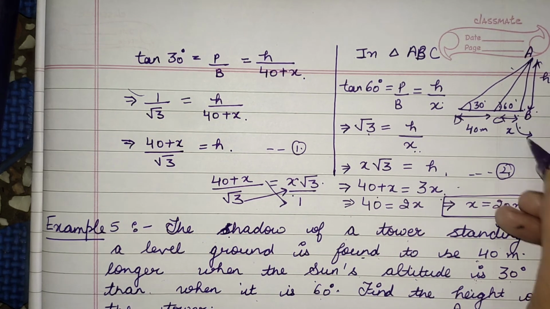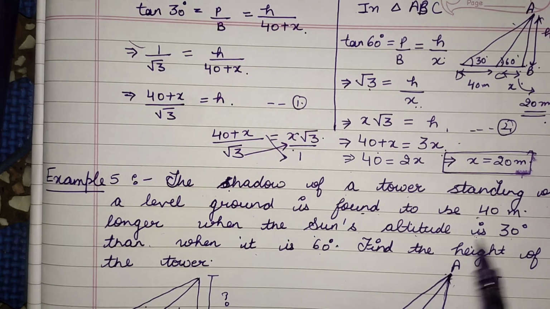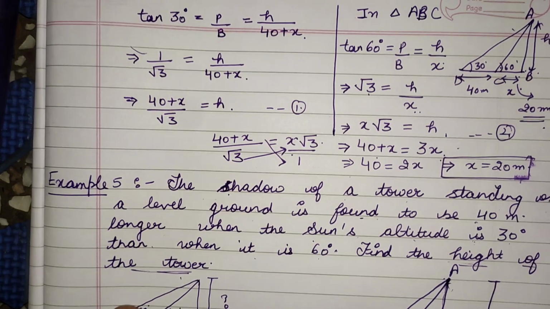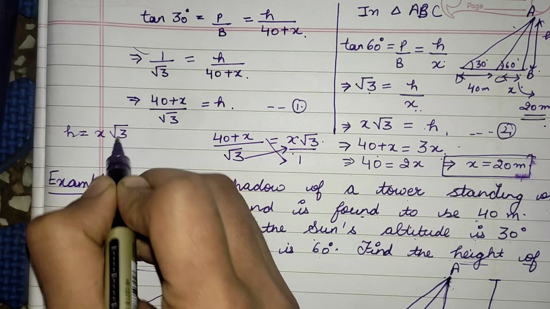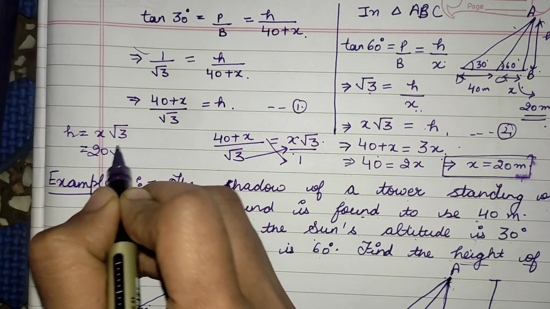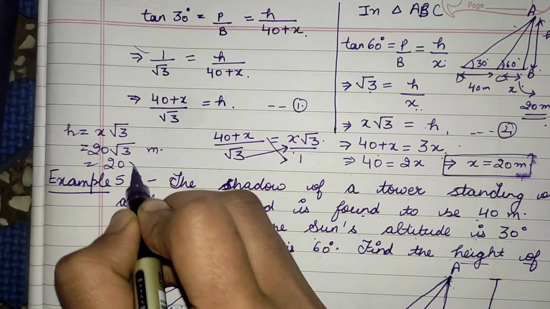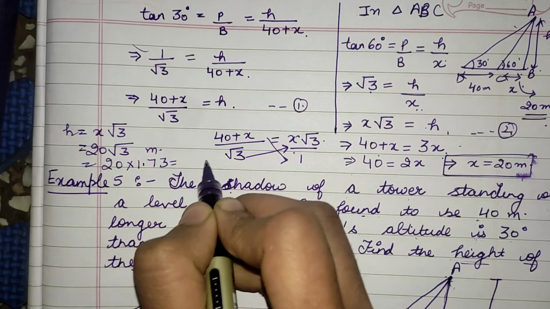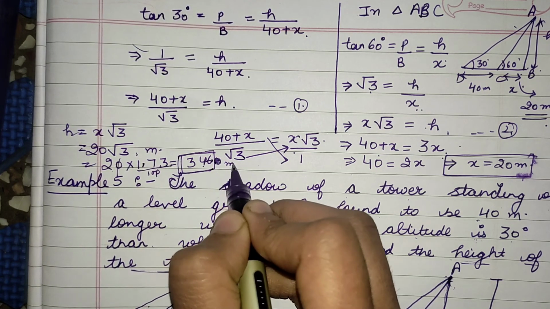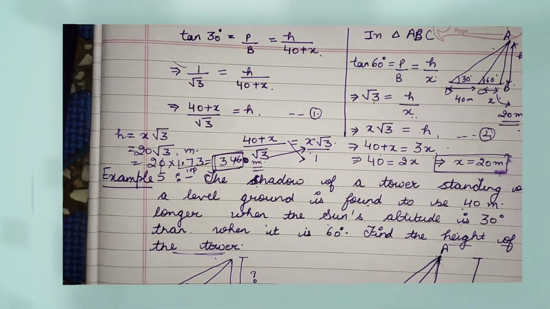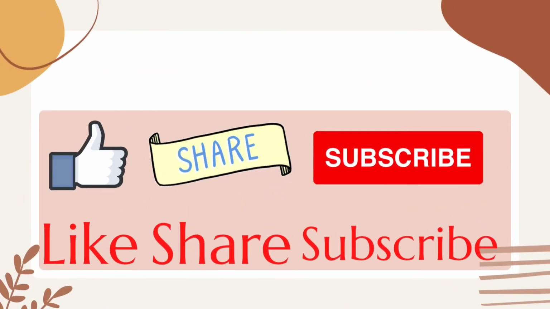So that means this distance is 20 meter. But what I have to find out is the height of the tower. By putting the value in equation number 2, height is x root 3, and x is 20, so 20 root 3. Now put the value of root 3 as 1.73, so you can easily find out this value. And the answer is going to be equal to 34.6 meter.